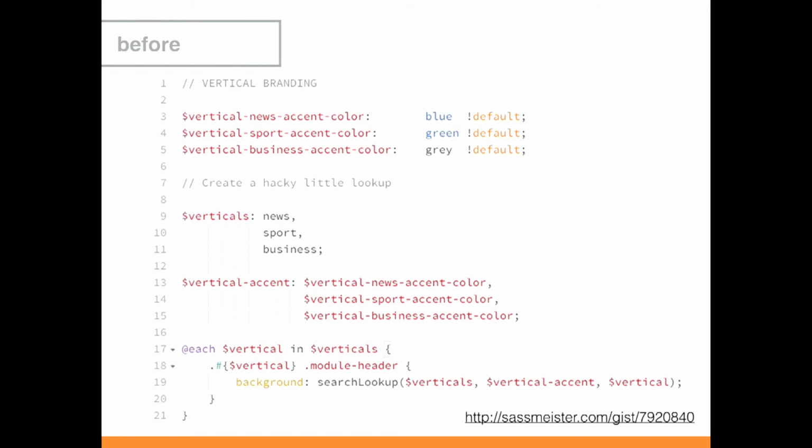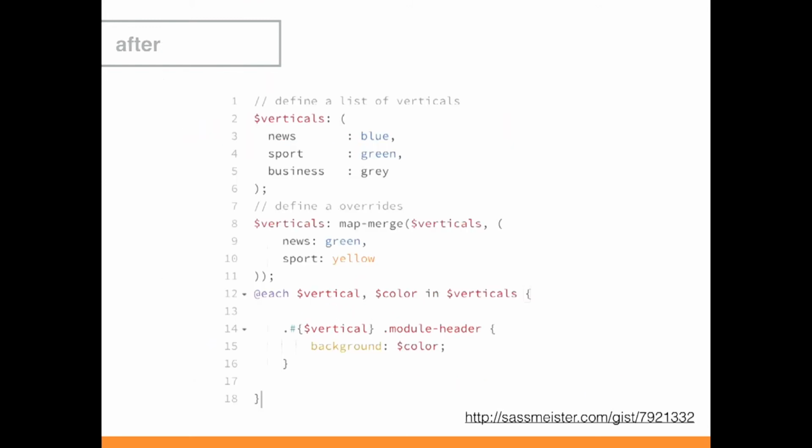One of the things that we were looking at is using Sass maps. So here we have our verticals. News is blue, sport is green, and business is grey. I just want to illustrate how easy it is to override values for a site by using a Sass map merge. And I've got no functions at play. I'm just literally iterating around the list and building my CSS. Much cleaner, less room for error, rather than having these variables all around the place. Colors and the vertical name are together, and that's what I do.